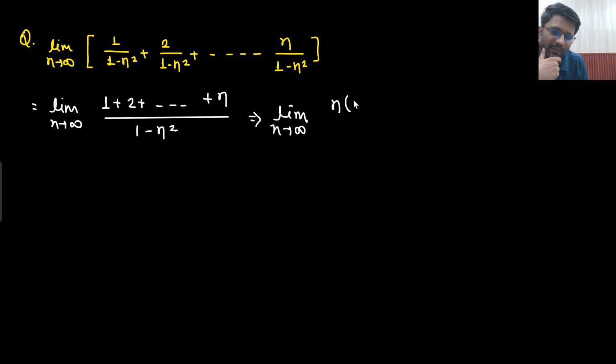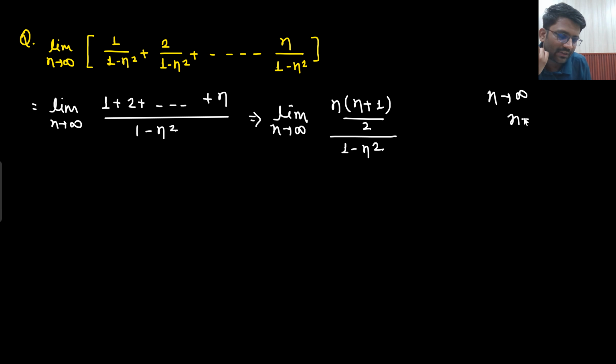N tending to infinity, it will become n into (n plus 1) by 2, divided by 1 minus n square. Now n is tending to infinity. So that means this particular guy, n, will be much larger than 1. So if n is tending to infinity, then n plus 1 can be approximated to n only. So let's see what we are getting.